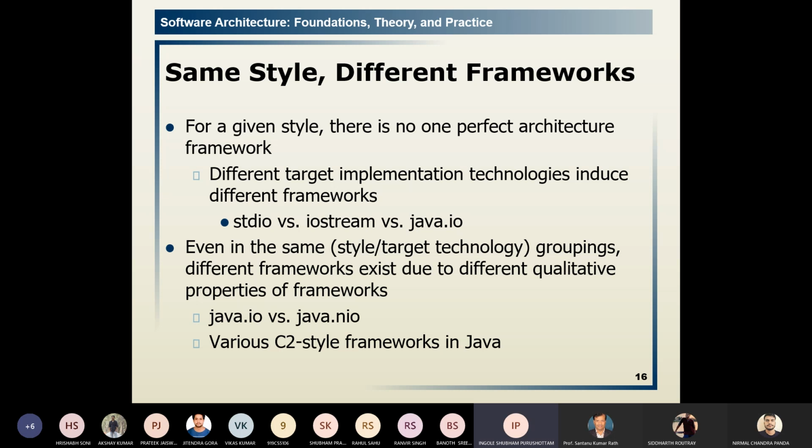So basically they are saying that for the same architecture style, there can be different frameworks. And even in the same style and target technology grouping, different frameworks exist due to different qualitative properties of frameworks. Here the example is Java IO and Java NIO. NIO stands for new input output. So the first point is that for a style, there are different frameworks for different technologies. In the second point, for a single technology, we have different frameworks. In Java, we have Java IO versus Java NIO. The second example is various C2 style frameworks in Java.